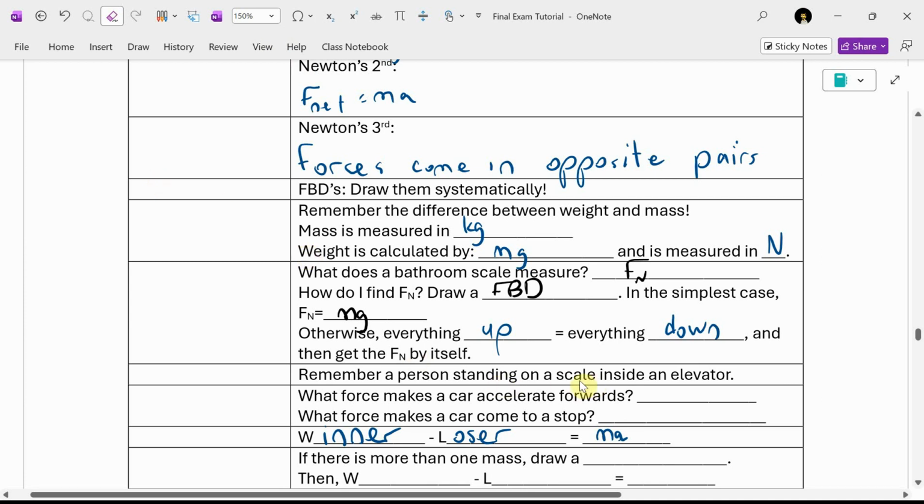Remember the elevator question, a person standing on a scale in an elevator? We're going to do some of those. I put a number of those on your exam. Some just asking whether you're feeling heavier or lighter. Some where you actually have to do the calculations.